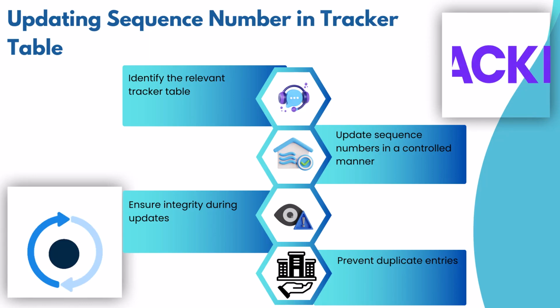All right, folks, let's talk about updating sequence numbers. Yes, the tiny numbers that keep the world of databases from chaos. First, we need to know where these numbers live. Then updating them should be done carefully, like setting the timer on a microwave. Too much power and things might explode. Always keep an eye on data integrity, because no one wants corrupted information. And lastly, prevent duplicates. Otherwise, things get messy, like sending 2 birthday wishes to the same friend.